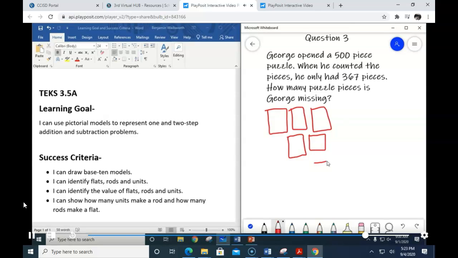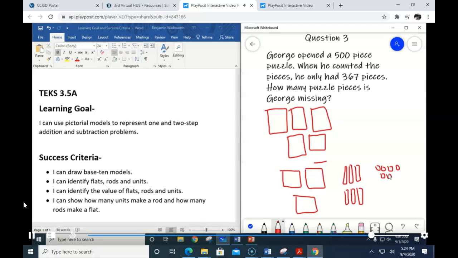Okay, and we're subtracting 367. So we've got our 3 in the hundreds place. We've got 6 rods, because we've got a 6 in the tens place. And we've got 7 units. And you guys are going to like this one because this one I have to regroup all the way down. So you get to see that process.